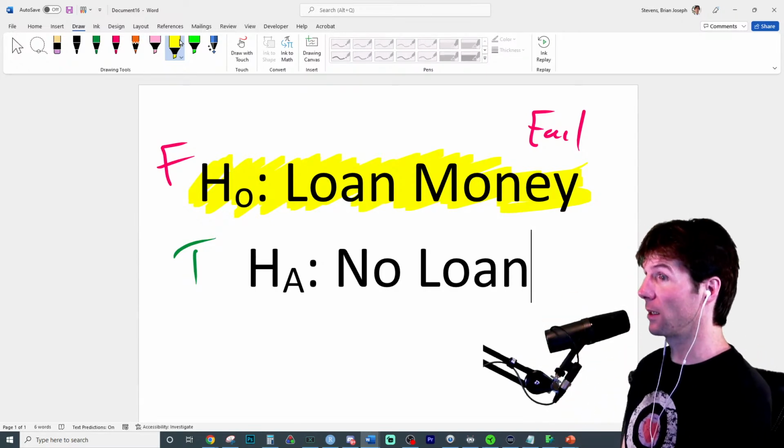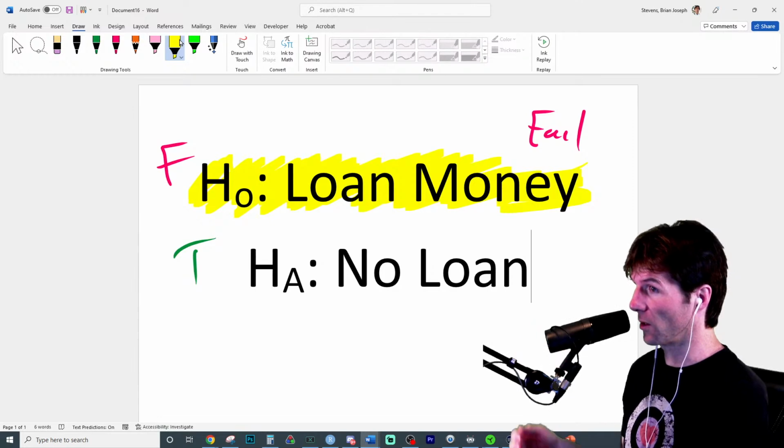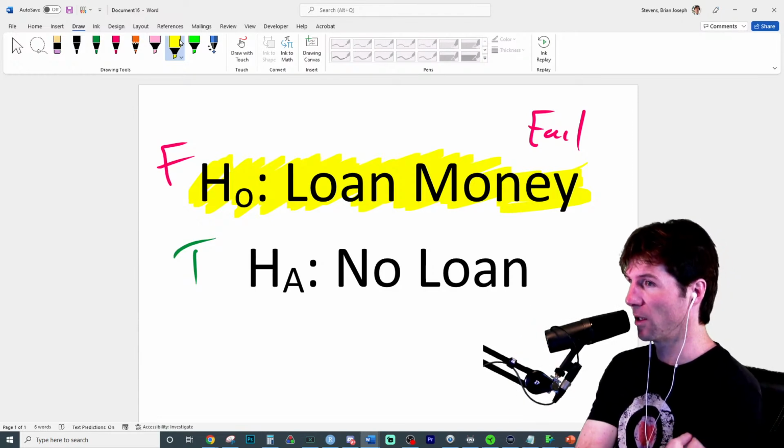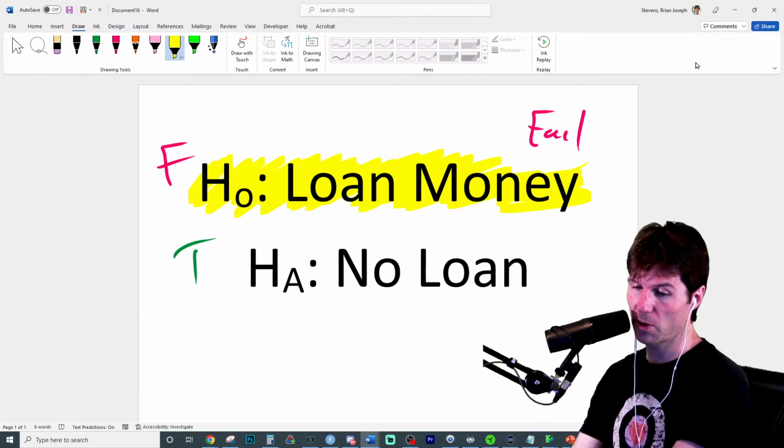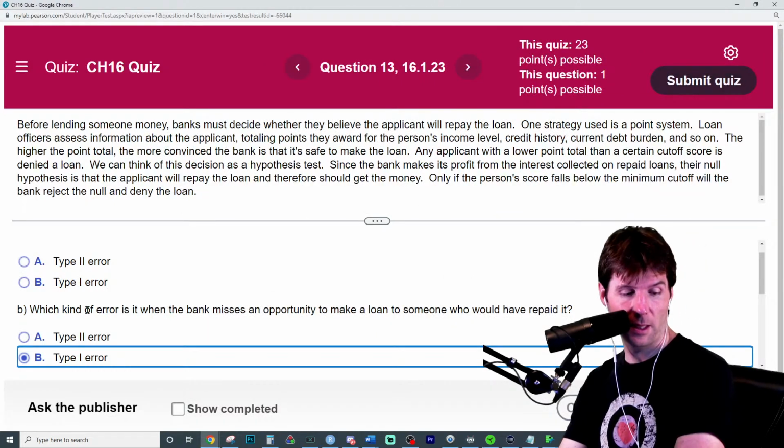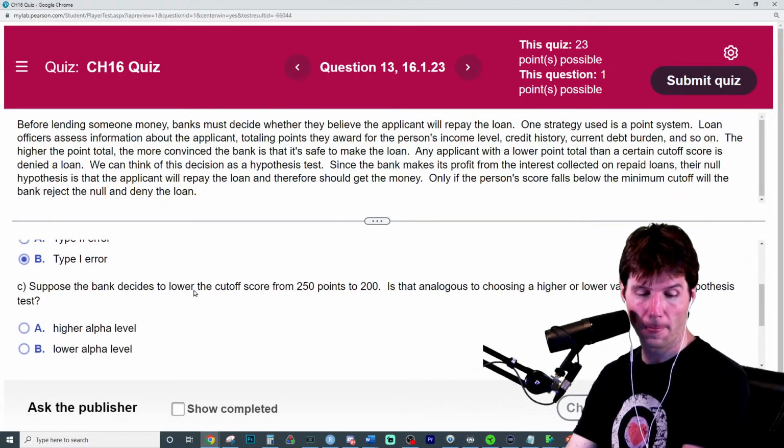Somehow we would know this in the end because they're going to default on their loan. So the truth is we should not have loaned them money. They should have got no loan. So this is when a person defaults, we shouldn't have loaned the money. That is a type 2 error right there.